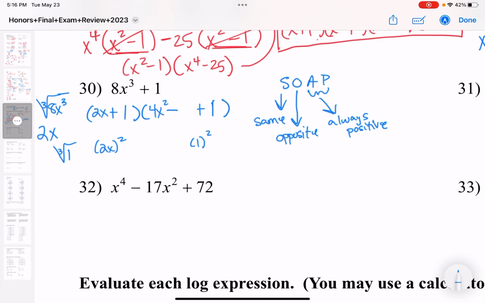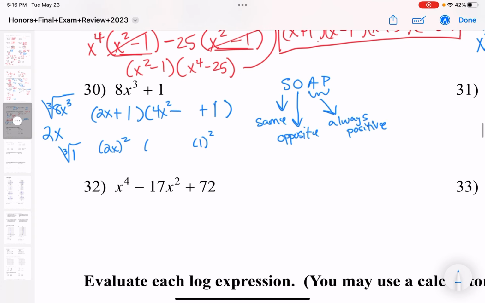To get the middle number, I multiply the 2 numbers in the first parentheses together. So 2x times 1 is 2x. And that's the middle number. Okay? And that more than likely is going to be it. You want to check and see if that last parentheses is going to factor, which it does not. And usually it's not going to. So this would be your answer.